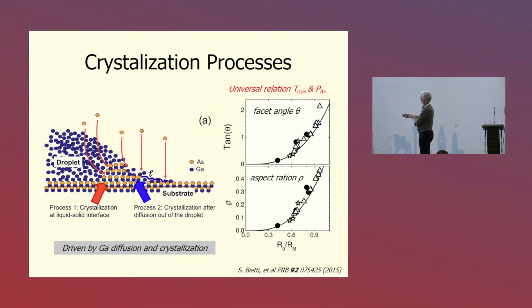But we also have gallium atoms that can still diffuse, for instance as a function of temperature, but also as a function of the arsenic pressure, to areas outside this crystallization area, and by that broaden the dots. These two processes were modeled, and with that they were able to come up with a universal relation for the facet angle and the aspect ratio as a function of crystallization temperature and arsenic pressure. And you see that it can nicely be described over here. So there is a good understanding of which processes are involved in this gallium arsenide crystallization process.